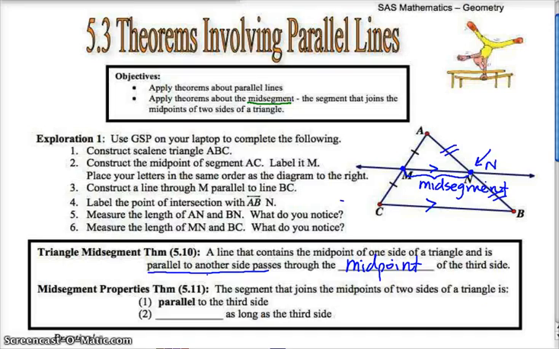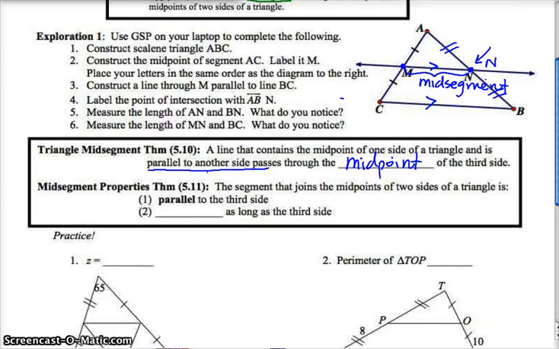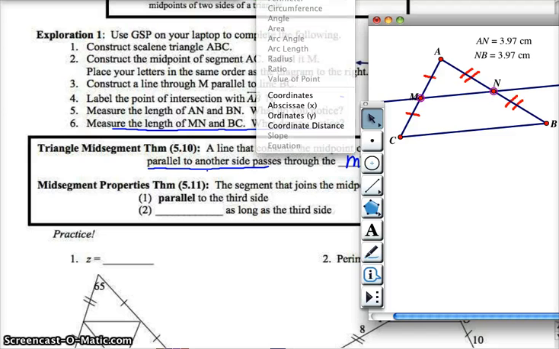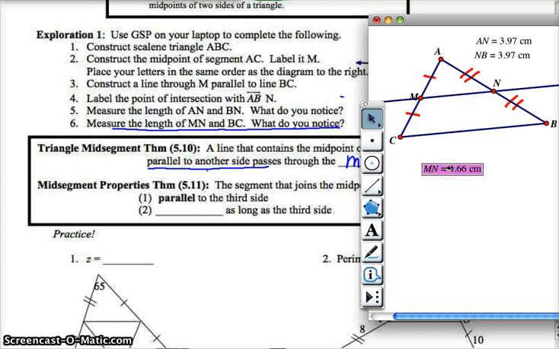Okay, now, more specifically though, let's look at the mid-segment properties theorem. So the mid-segment properties theorem is what we're going to discover here on number 6. It says measure the length of MN and BC. So let's go back to our Geometry Sketchpad. We now need to measure the length of MN. So I'm going to choose M and N, and I'm going to go to distance. So here's MN. And then I'm going to choose BC, and I'm going to go to distance, and here's BC.